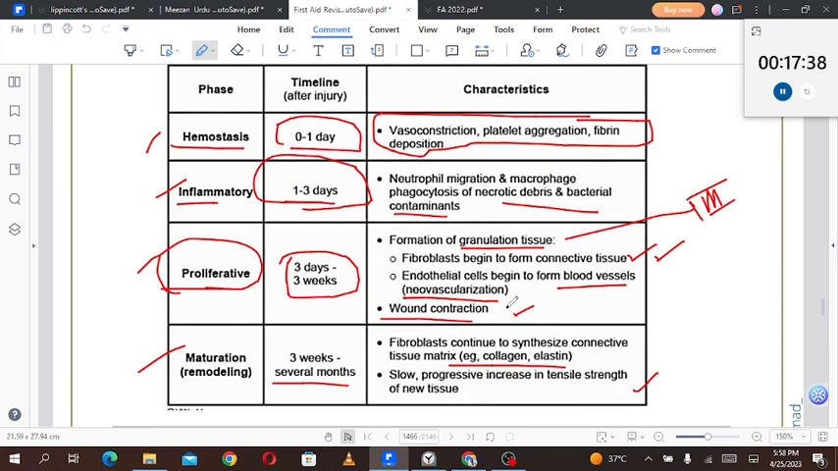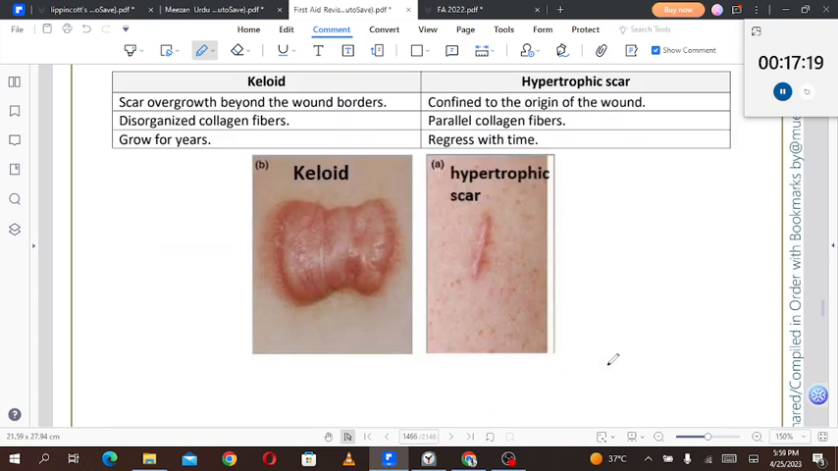Along with that, there will be wound contraction because the granulation tissue contains myofibroblasts as well, which cause the wound contraction. Then maturation is the process that occurs 3 weeks to several months. Fibroblasts continue to synthesize the connective tissue matrix, and that connective tissue matrix is now formed by type 1 collagen. Slow progressive increase in the tensile strength of the new tissue.